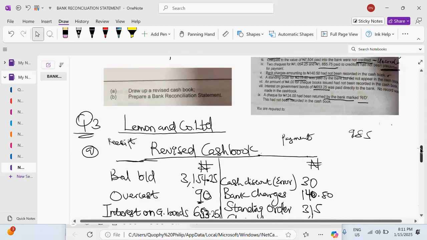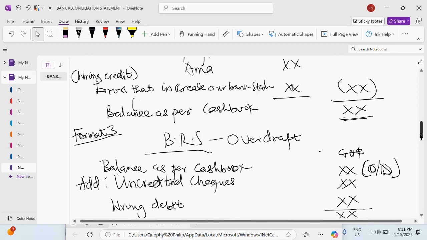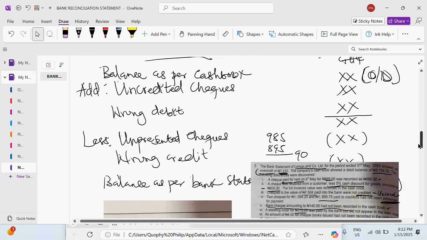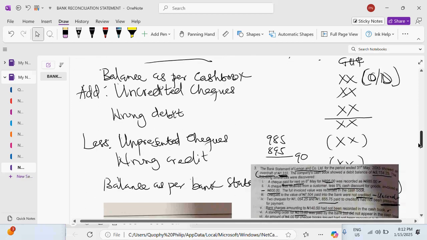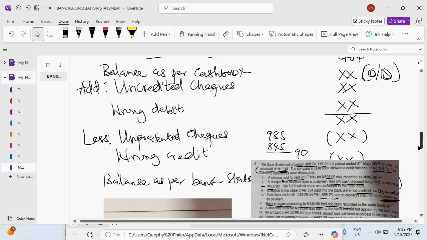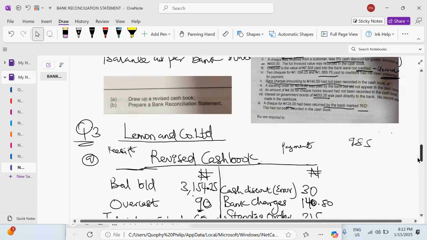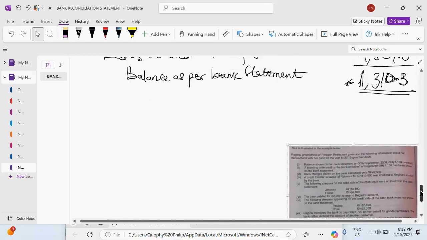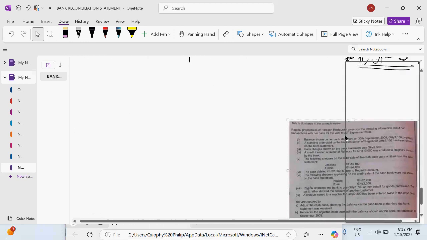If it's an overdraft, so what will be the format? Okay, this is overdraft. Balance as per the cash book. So you'll be starting with the balance as per the bank statement. So you add unpresented checks, then you less uncredited checks. And that balance should be the balance as per cash book. It should tally with the cash book balance. So you can use that format if you want to, and it should get the balance as per the cash book.